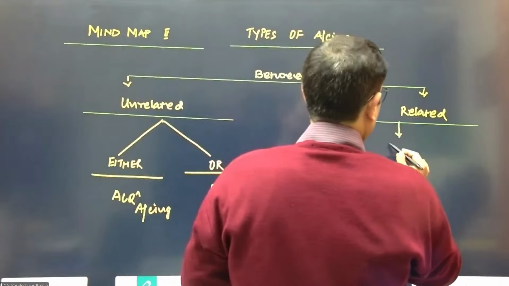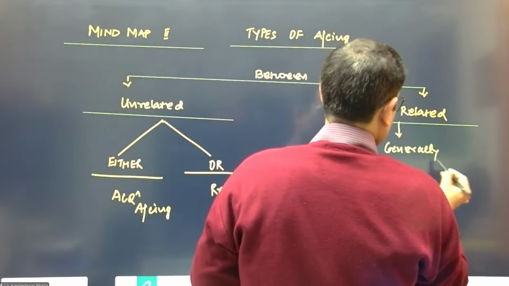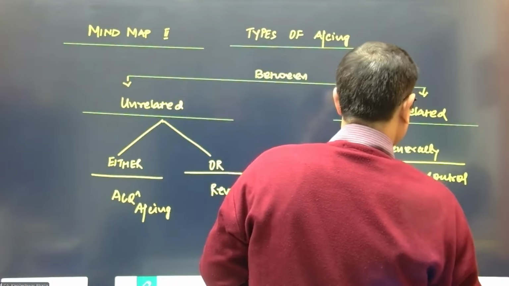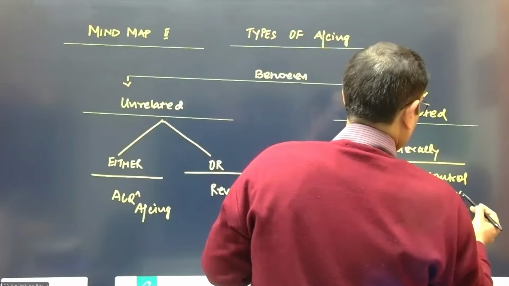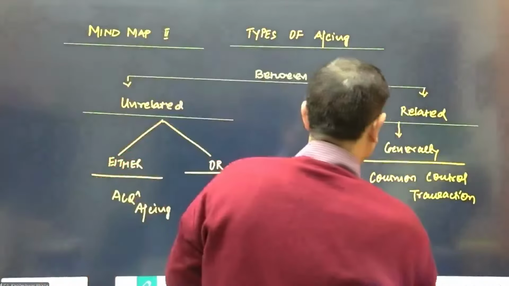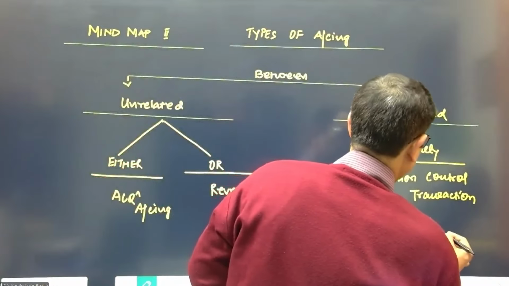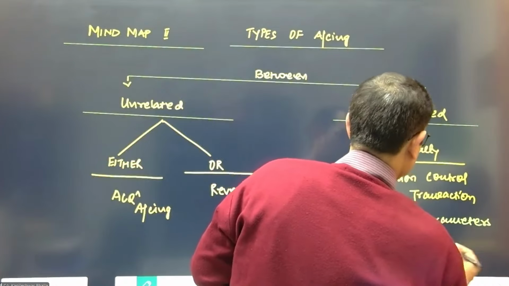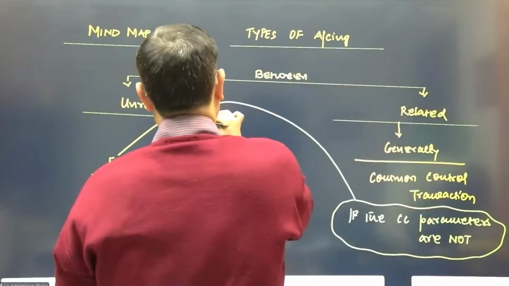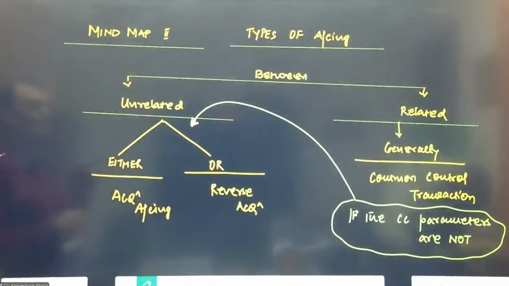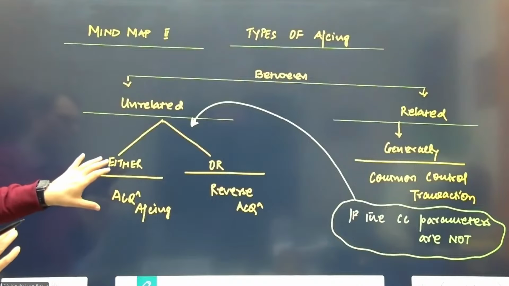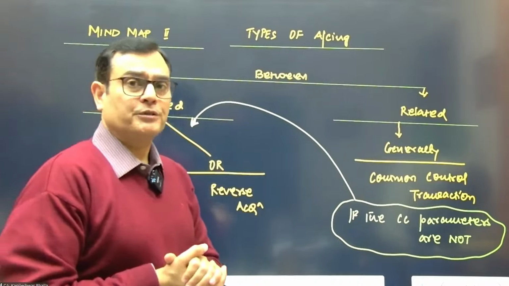If it is a related party, we can say generally it's going to be a case of common control transaction. But if the common control parameters are not met, then once you identify the parameters of a common control transaction and they are not met, you come back out here and you would see that either it's a case of acquisition accounting or a case of reverse acquisition. So what we're going to discuss first is acquisition accounting, followed by reverse acquisition, and followed by common control.